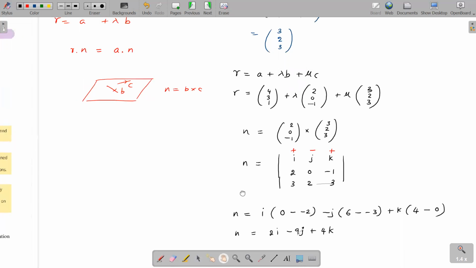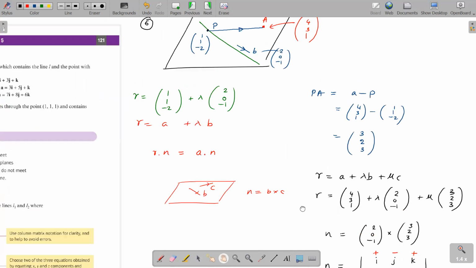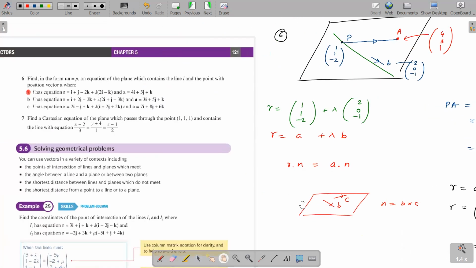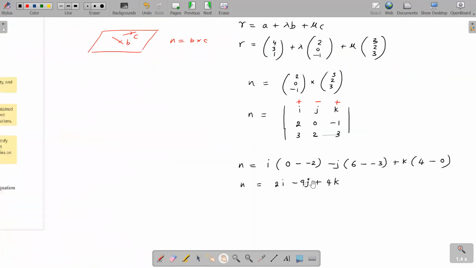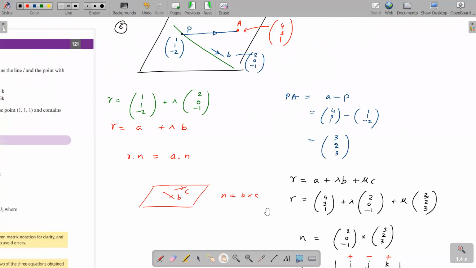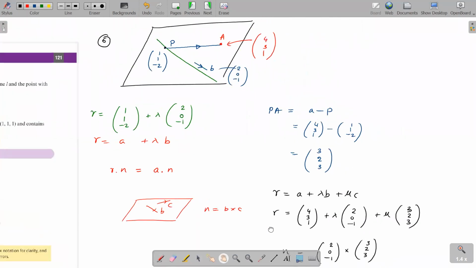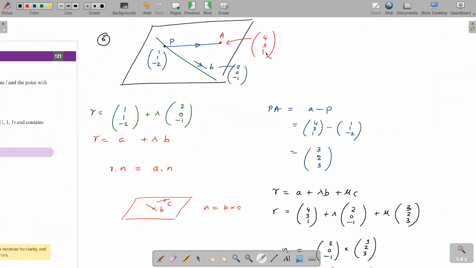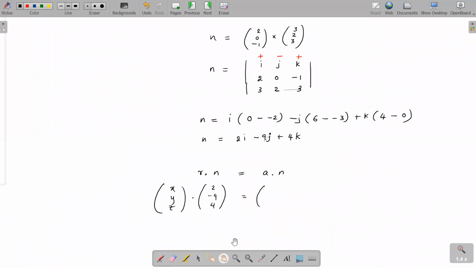Now they want us to find the equation of the plane in which form? R dot n equal p, which means what? I need to get R dot n equal A dot n. So R dot n, R is (x, y, z), dot n is (2, minus 9, 4), equals A dot n. Who is my A? (4, 3, 1). We could even use (1, 1, minus 2). Both are okay.